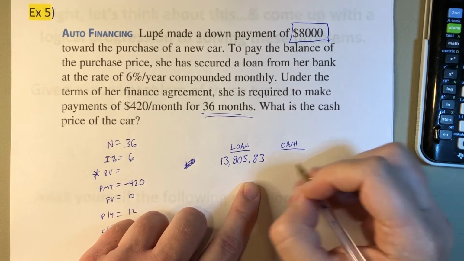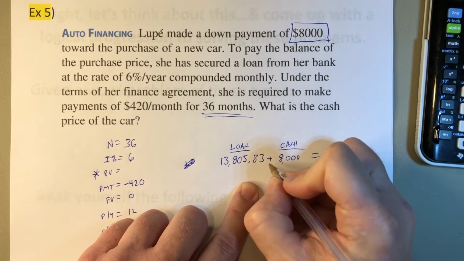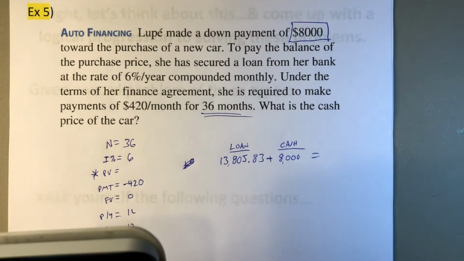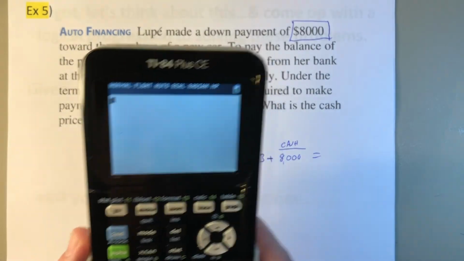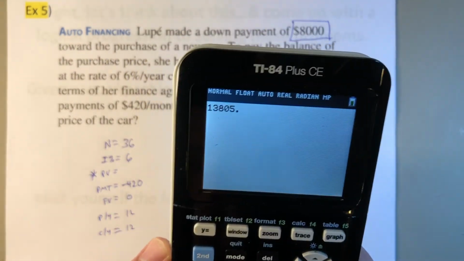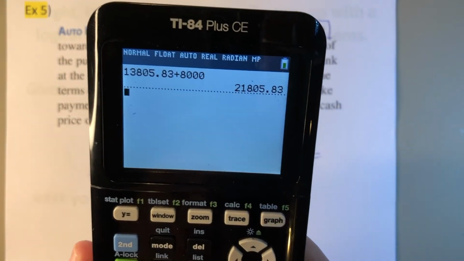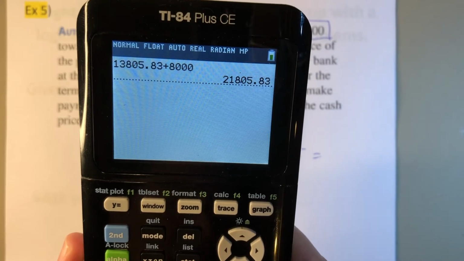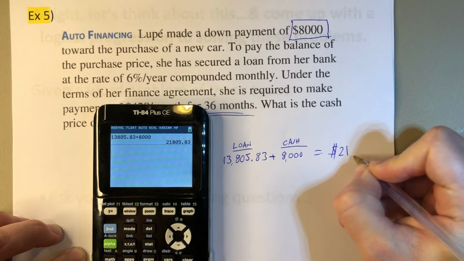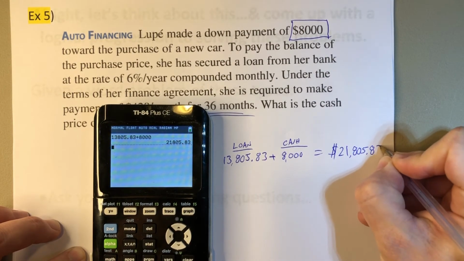Now, this is the loan amount, but she also put cash down towards the principal immediately toward the price of the car, right? Which is $8,000. So you've got to add the two together. So you can go back to your home screen. I mean, you can do this in your head, but you could do $13,805.83 plus $8,000. That's the actual sticker price of the car. Let's write that down. So this is the cash or sticker price of the automobile.